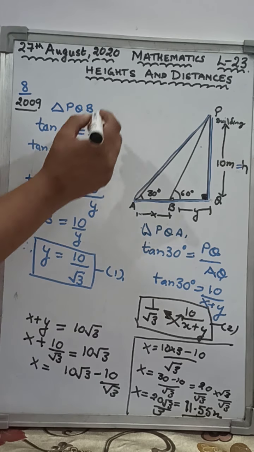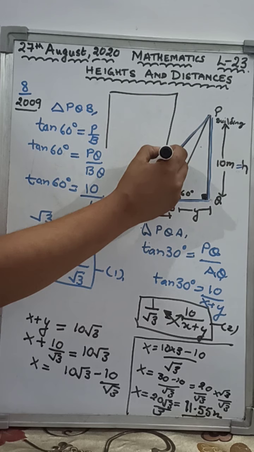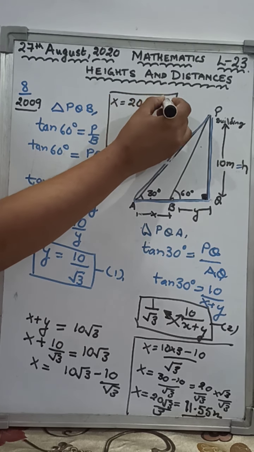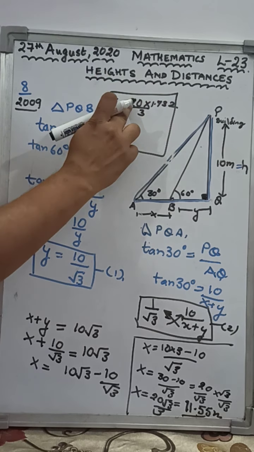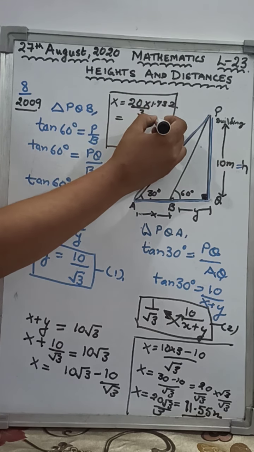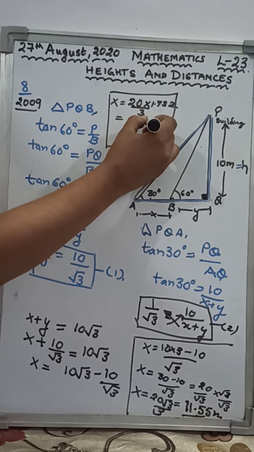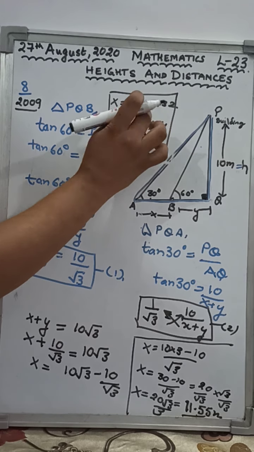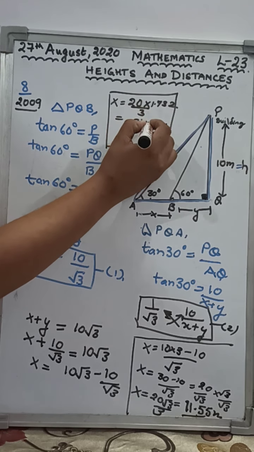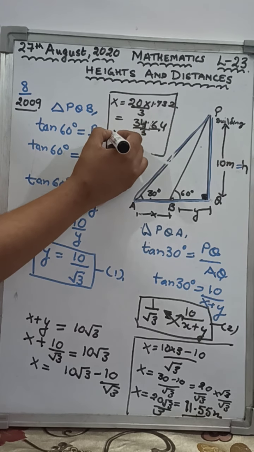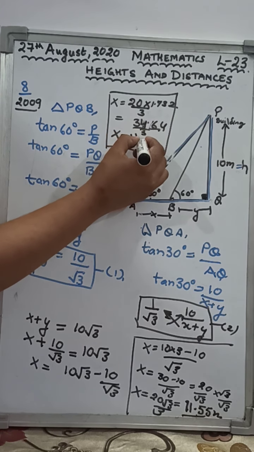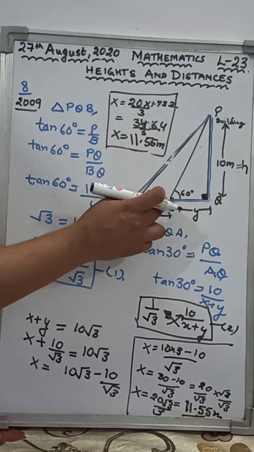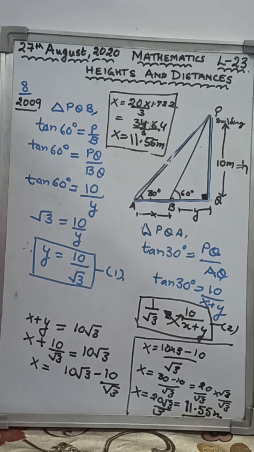Now how you have done it, I will show it over here. x is equal to 20 root 3, root 3 is 1.732, over 3. First of all, you will multiply. Clear? So this will be 34.64 over 3. Now you will divide it, you will get 11.55 meter. So this is the distance between these 2 points A and B.